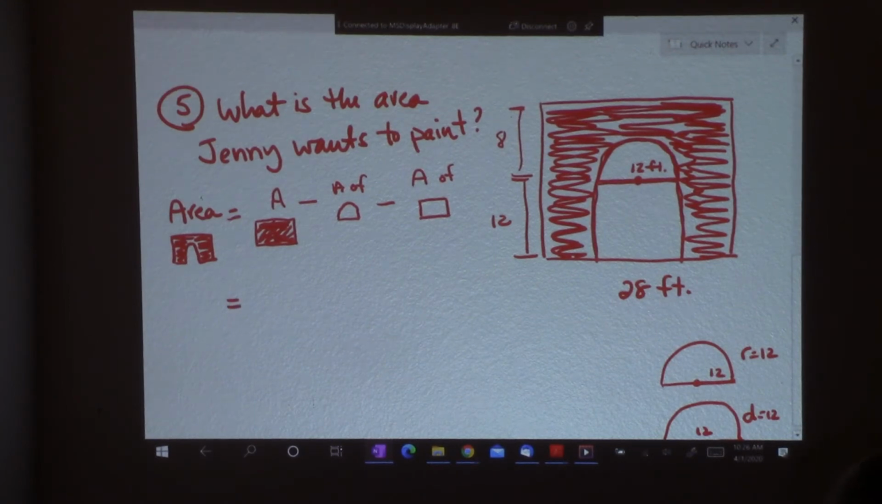So the area of the whole thing is going to be my 28 along here, times this whole thing. So I have to add 8 and 12. So I get 20 times 28.